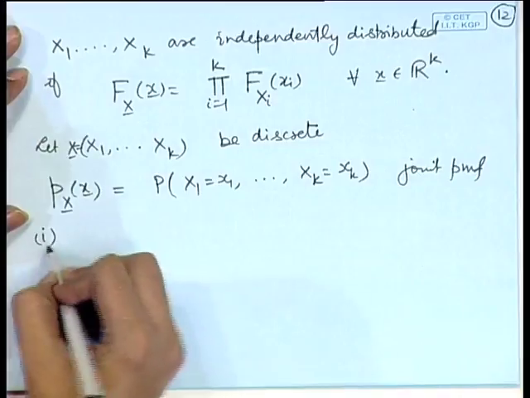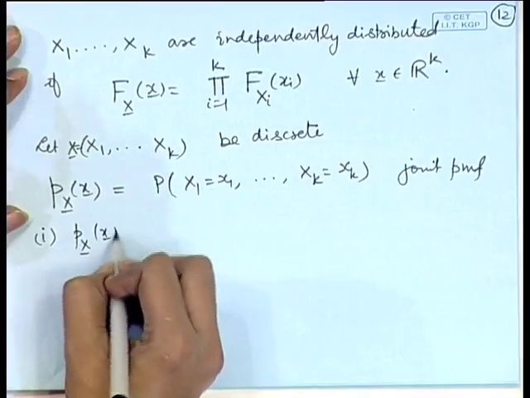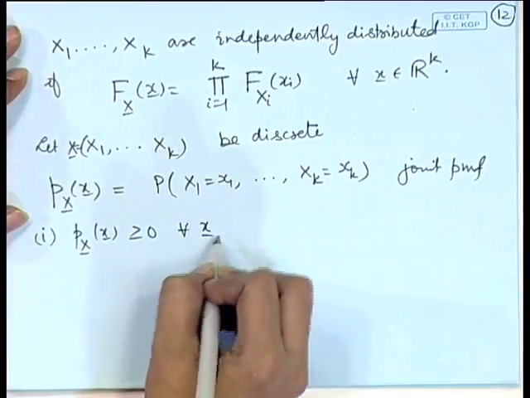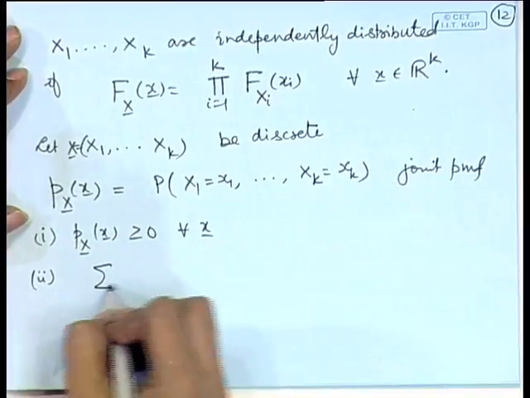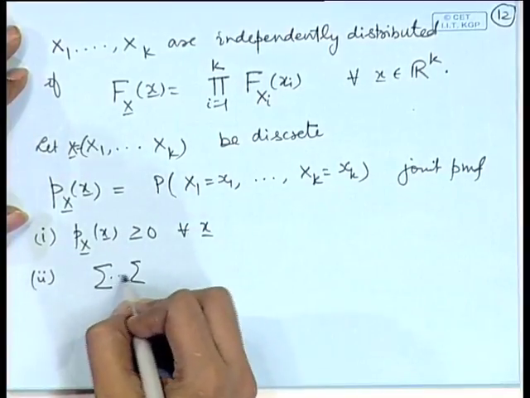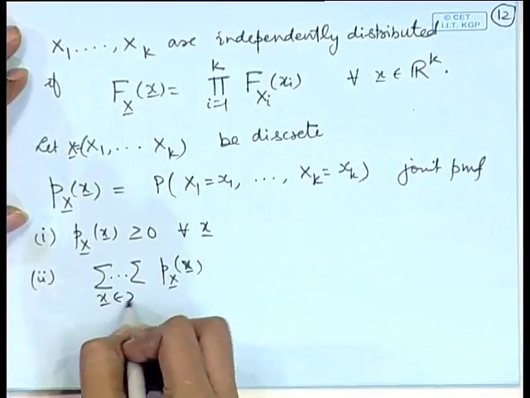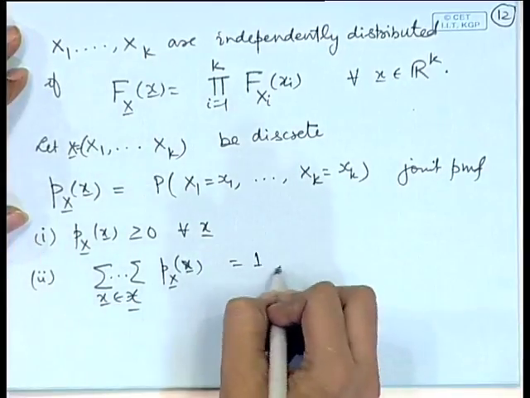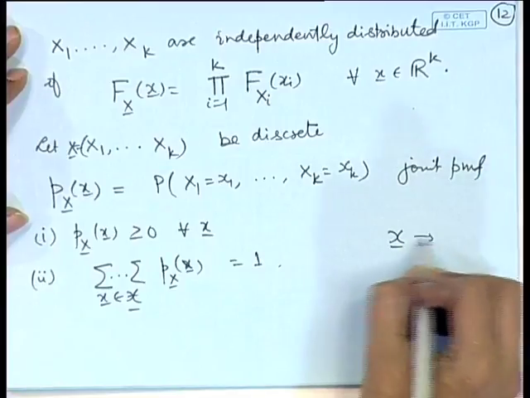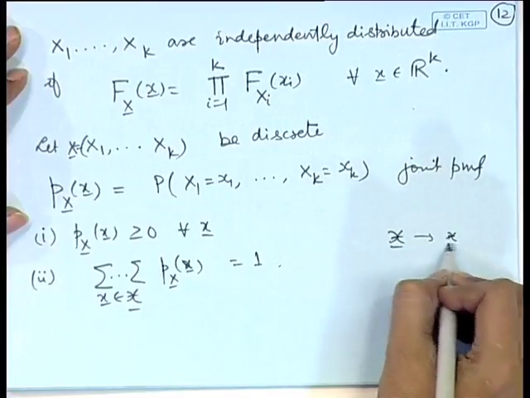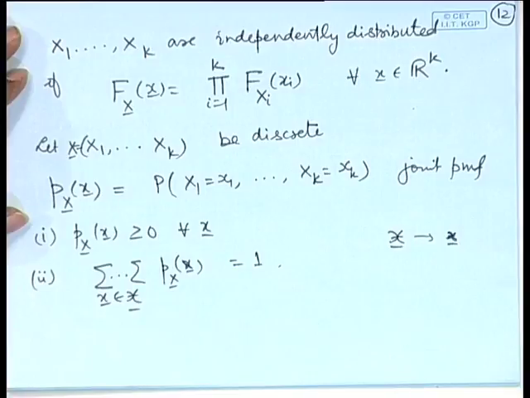It will satisfy the properties that p X of x is greater than or equal to 0, and the sum over all the components must be 1, where script X is the set of values of X.